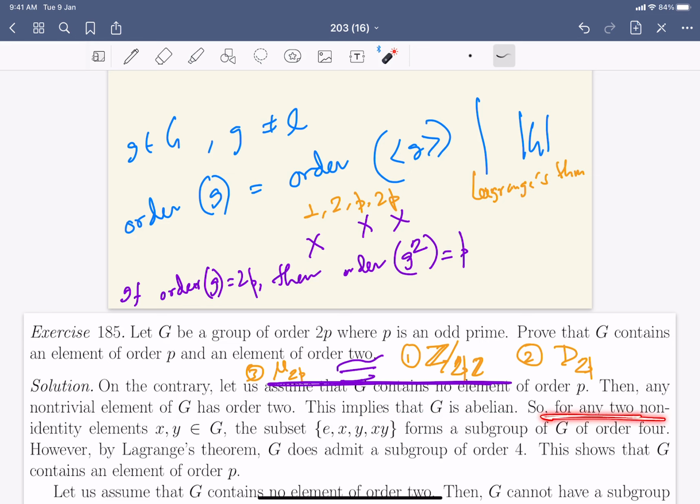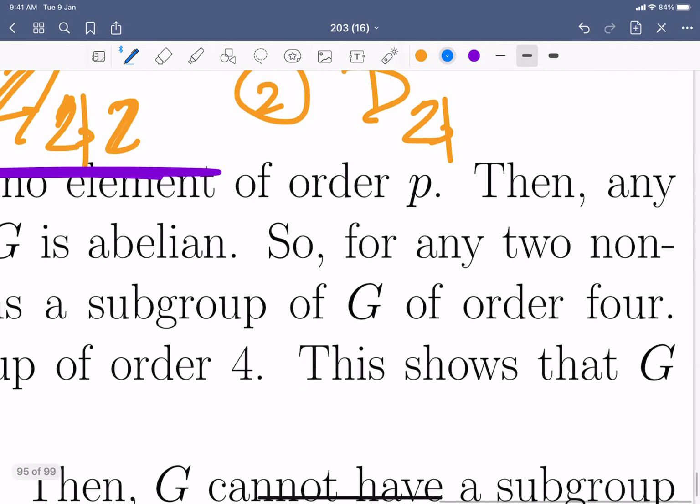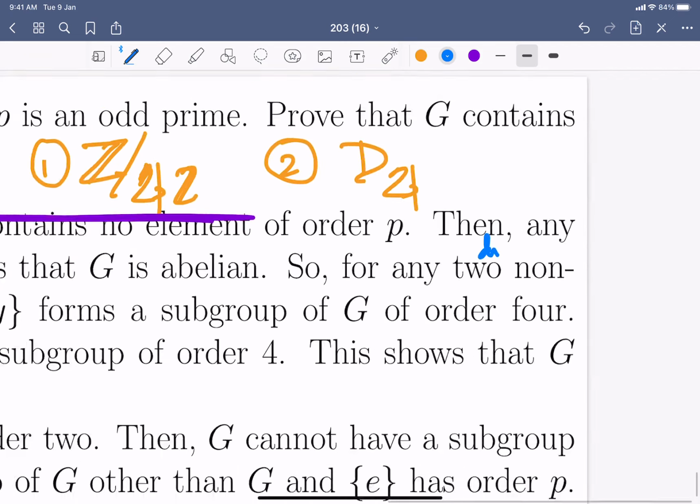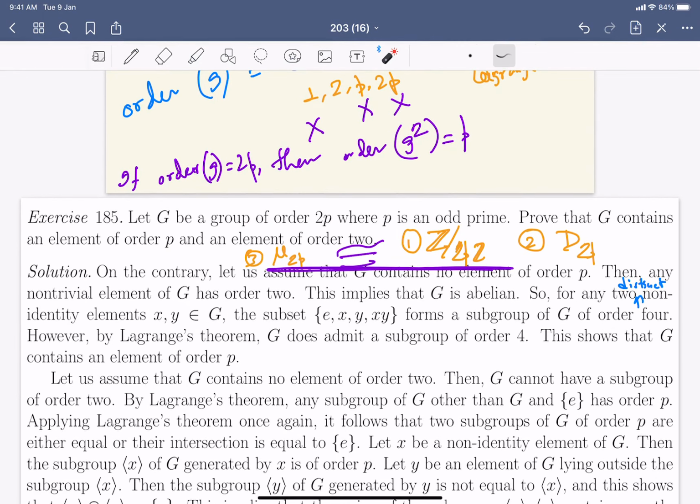Now if you take two distinct non-identity elements, maybe we should write two distinct, otherwise it will not work. So if you take two distinct non-identity elements x and y from G, then this subset forms a subgroup of G of order 4. One can show this from these two statements, that any non-trivial element of G has order 2, and that G is abelian.